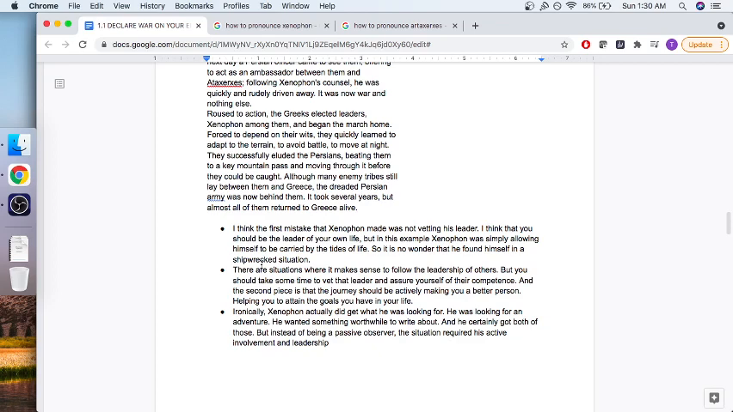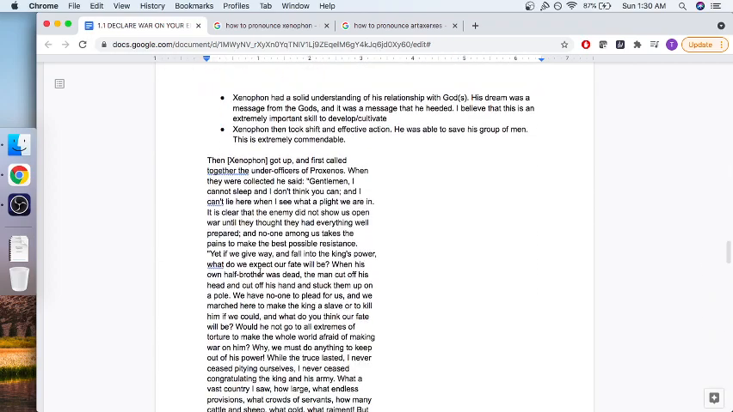And the second piece is that the journey should be actively making you a better person, helping you to attain the goals that you have in your life. Ironically, Xenophon actually did get what he was looking for. He was looking for an adventure. He wanted something worthwhile to write about, and he certainly got both of those. But instead of being a passive observer, the situation required his active involvement and leadership.